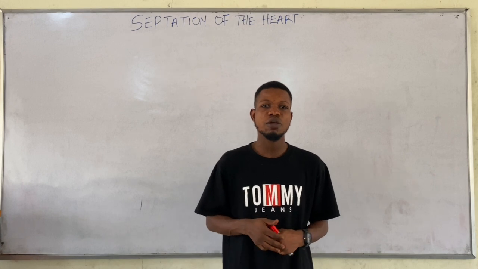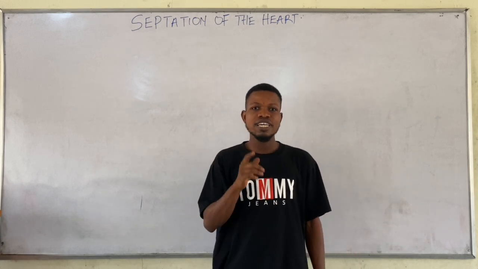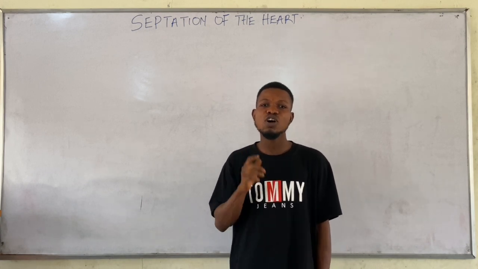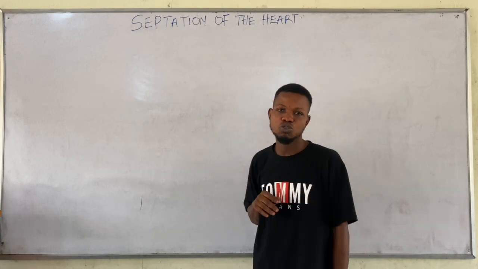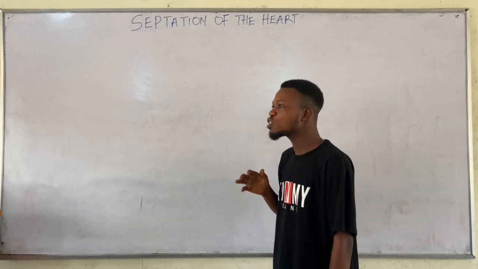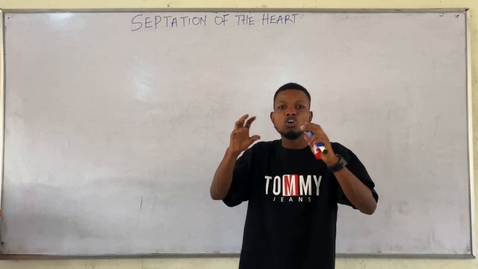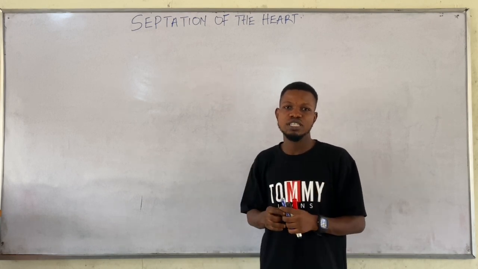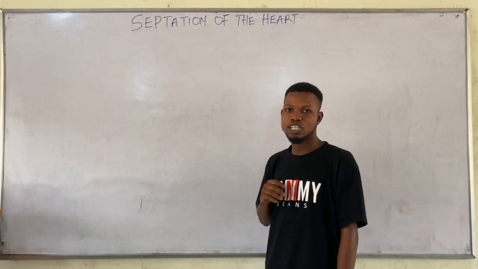This anterior wave. Now we want to look at septation of the heart. Please, if you haven't watched my previous video on the development of the heart, go and watch it so that you can understand what we want to look at here. In my previous video, I talked about how the heart tube develops, the structures of the heart tube, and cardiac looping, where we determine the shape of the heart. Now we want to look at the septation of the heart.